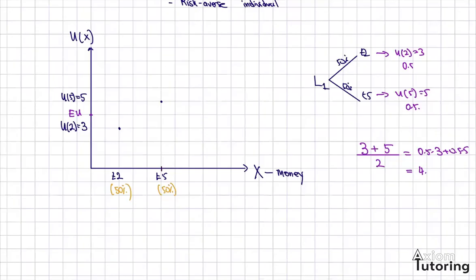So for example, if I give you a different lottery, and in this case let's say that you get 1, and it turns out that your utility is also 1. So you get less money.